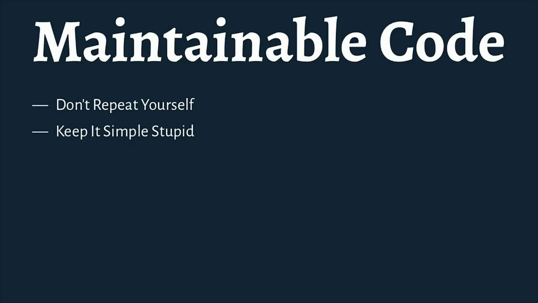Principles like DRY, so don't repeat yourself, and KISS, keep it simple, stupid, also help to keep your code maintainable. So writing maintainable code is not hard. You only have to think about it. You have to carefully think about it. You have to think before you build something. And that makes it easier to make maintainable code.